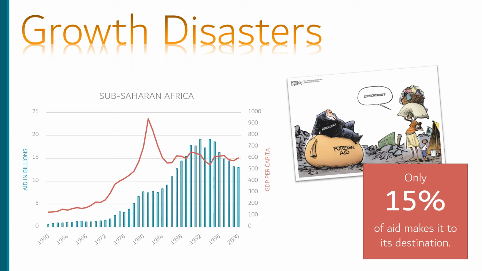There was little effort to see what sort of aid helped and what was happening to the money that was sent. When researchers finally did investigate, they found that only about 15% of the money was making it to its intended destination. The rest was being siphoned by corrupt leaders, mismanagement, and incompetence.